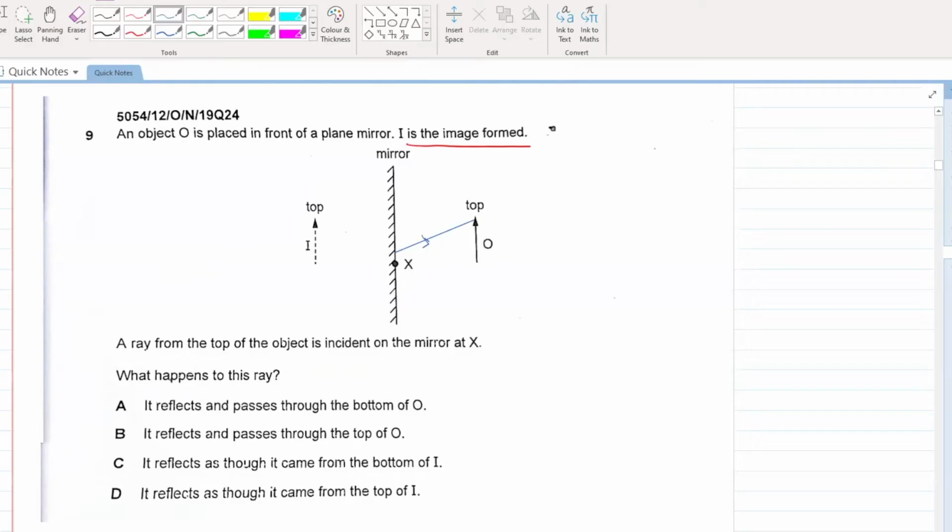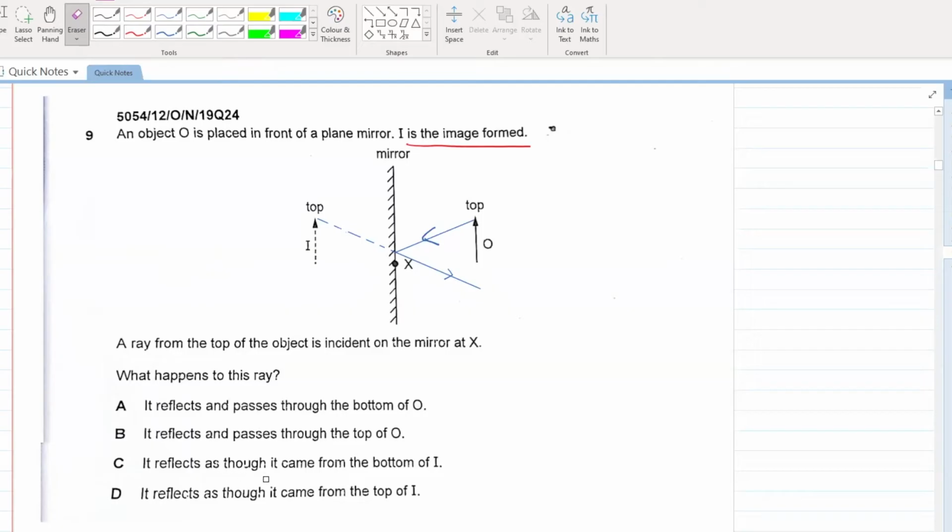What will happen? What happens to this ray? What will happen to this ray? This ray we know will get reflected in such a way that it appears that it is getting reflected off the top of the image. Let's see if we have any answer like that.